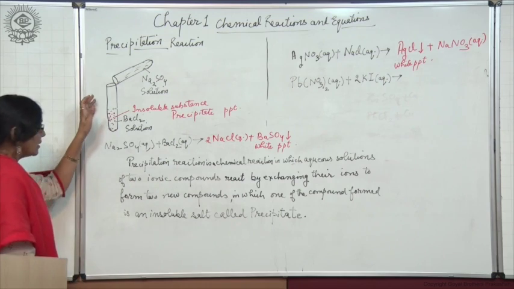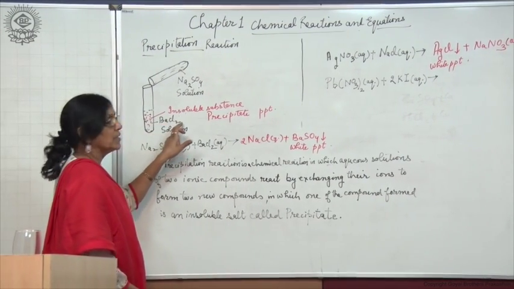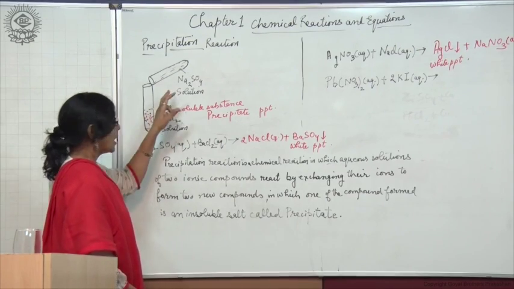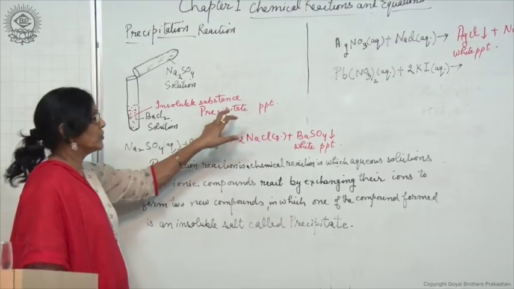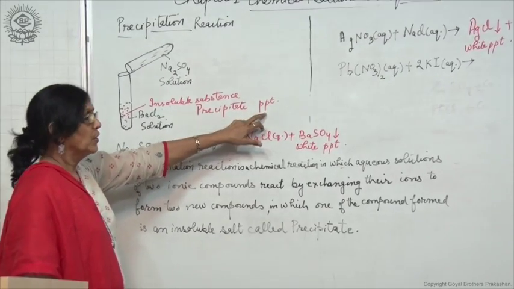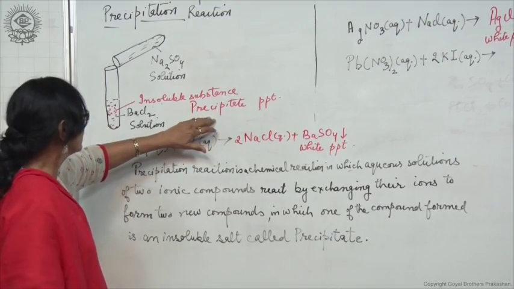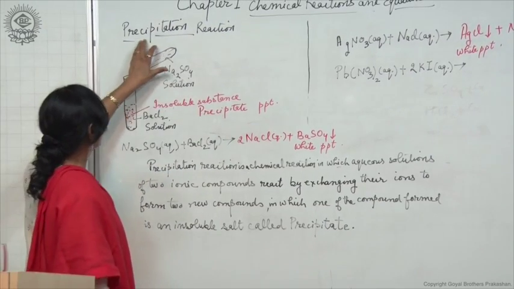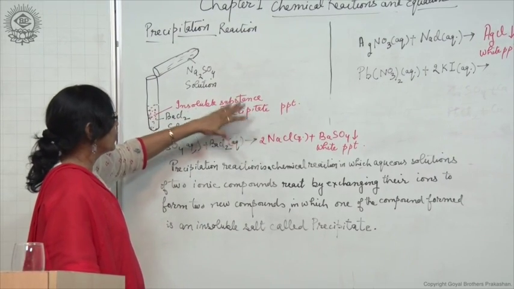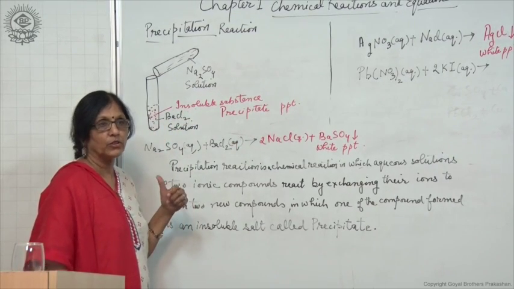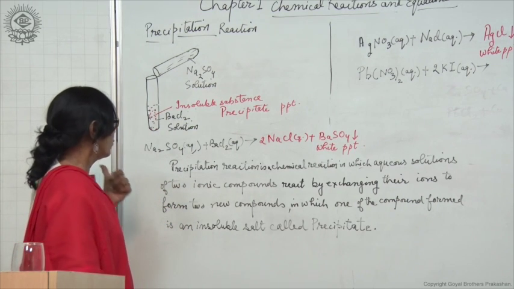Earlier we had discussed the reaction between Na2SO4 and BaCl2 solutions. Both are ionic compounds, and we have seen that an insoluble substance has been formed, which is called a precipitate. So these reactions in which an insoluble salt, a precipitate, is formed are also called precipitation reactions. So this is an example of not only a double displacement reaction, it is also a precipitation reaction in which a precipitate has been formed.